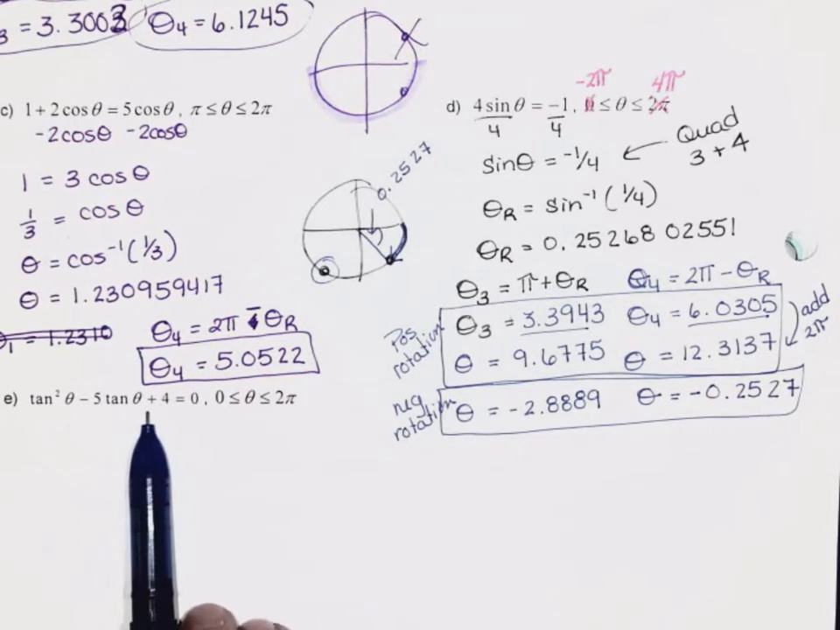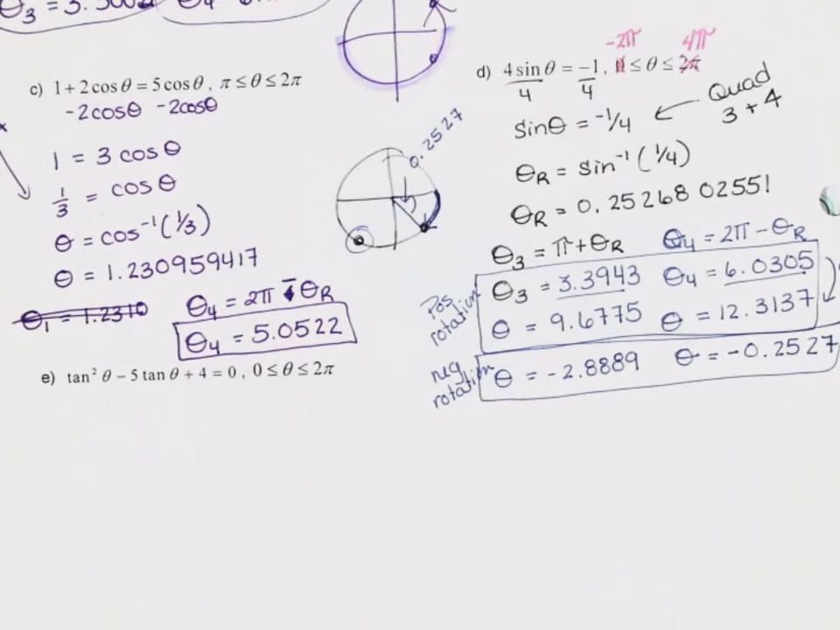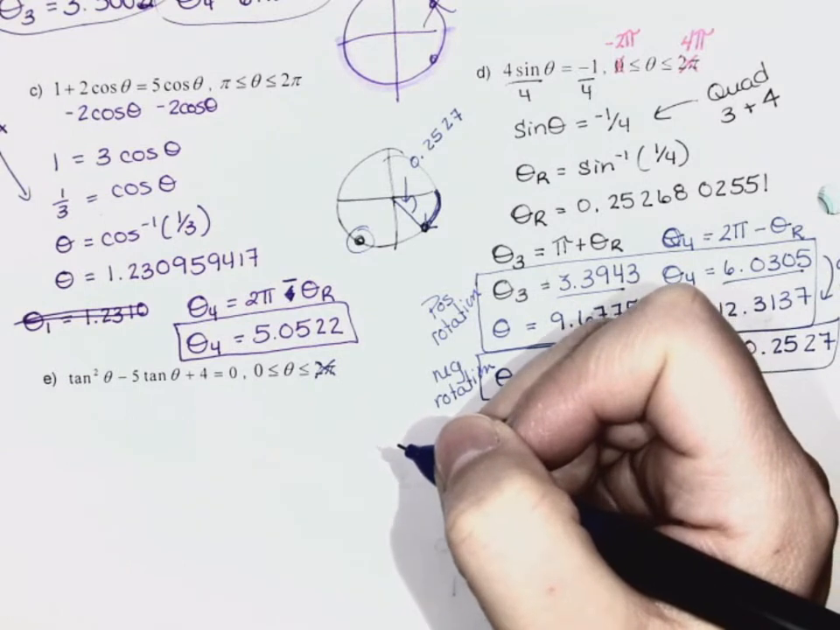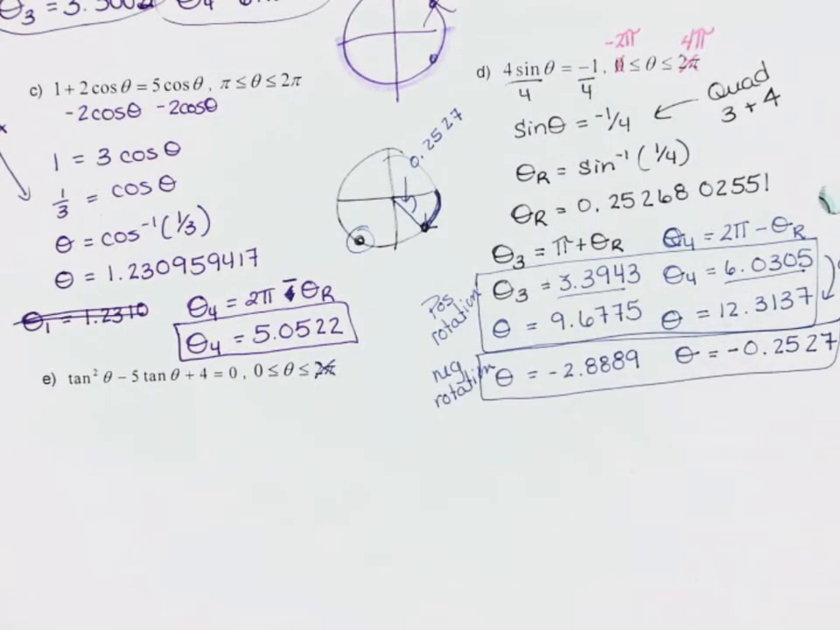Okay, what do we want to do with this one? We're going to make it degrees. No, I'm gonna be nasty.